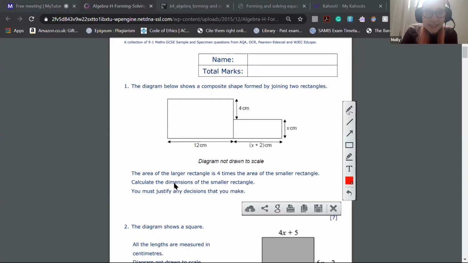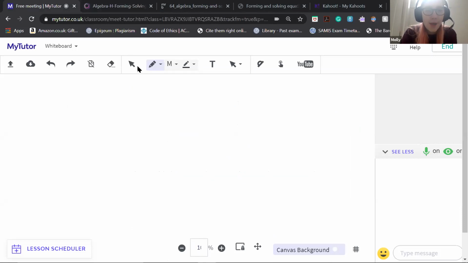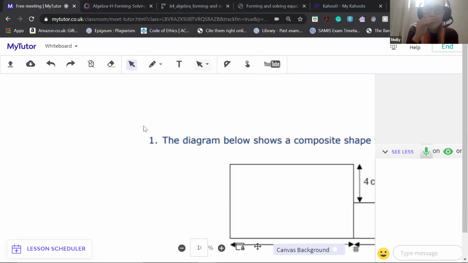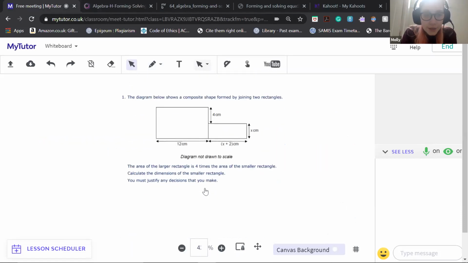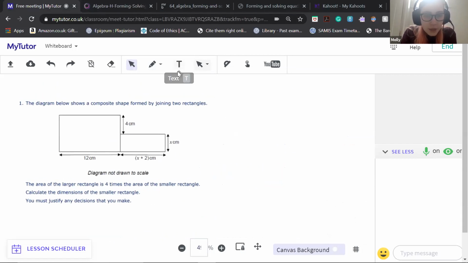Now look here, this is a 7-mark question, but it's not as bad as it seems at first. You just lay everything out nice and neatly. So what we've got in the question is a shape formed by 2 rectangles. And the area of the larger rectangle is 4 times the area of the smaller rectangle. So we want to calculate the dimensions here. To do that, we've got to find x. It's a classic find x kind of question. So does anybody have any ideas about how we can start this, what equation we can form, and so on?